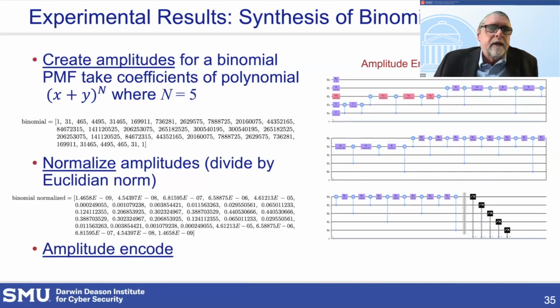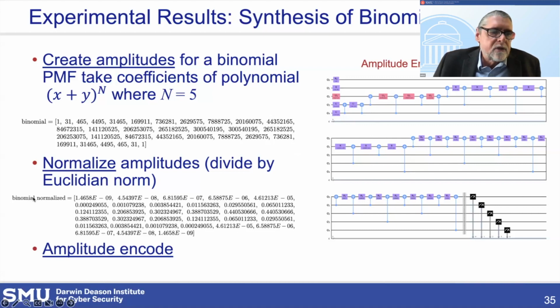Here's an example. This is an example for the binomial probability mass function. The binomial probability mass function is just the discrete form of a normal or Gaussian distribution. So here the user has specified, I want to use 5 qubits, and here are the 32, or 2 to the 5th, different coefficients of the binomial distribution. Now we first have to normalize those amplitudes by dividing by the Euclidean norm, because this is a unitary function that we're going to be implementing.